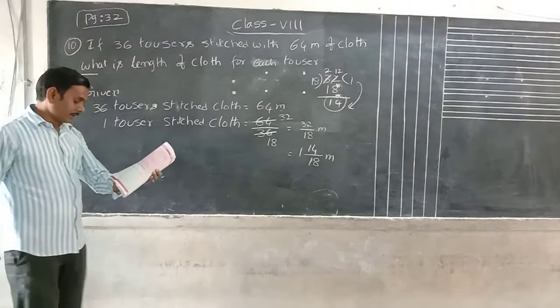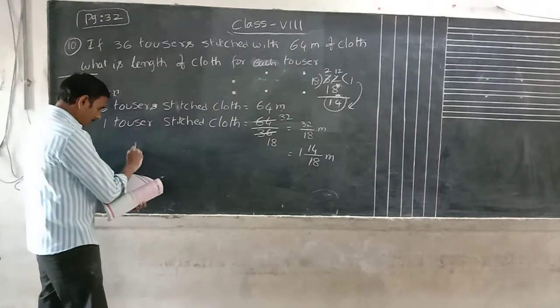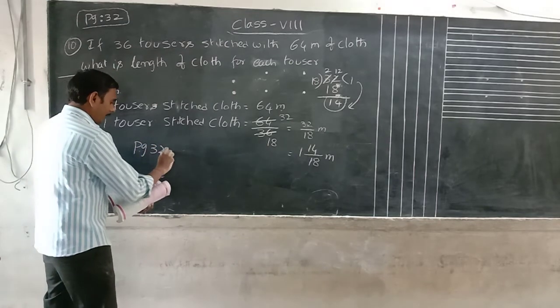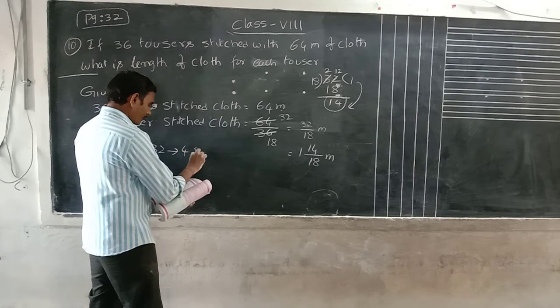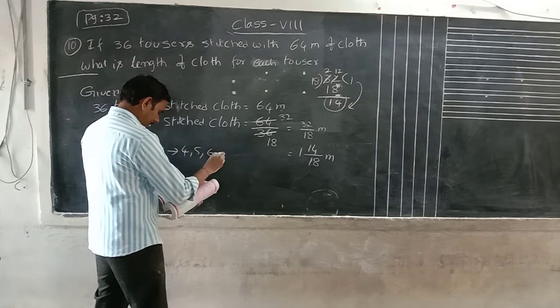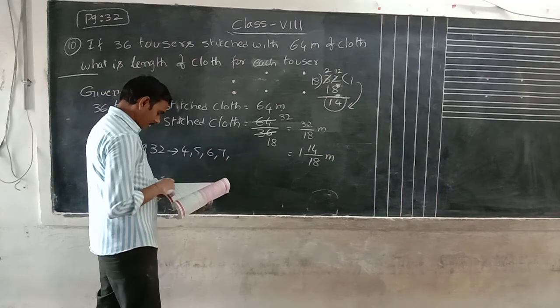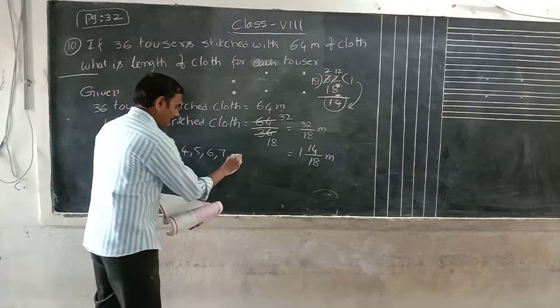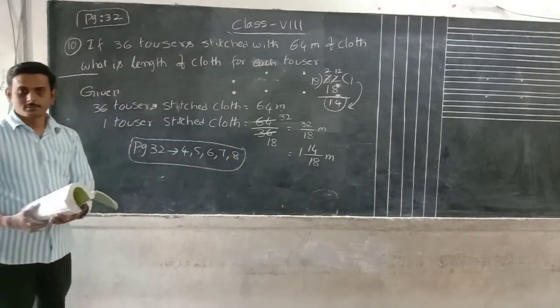Okay, what is your homework today? We have to practice page number 32. Page number 32 we have to practice 4, 5, 6, 7, 8. These 5 sums you have to practice.